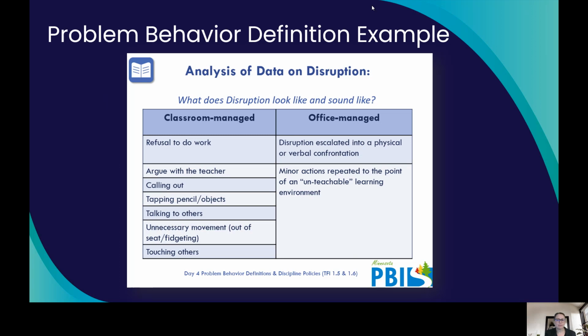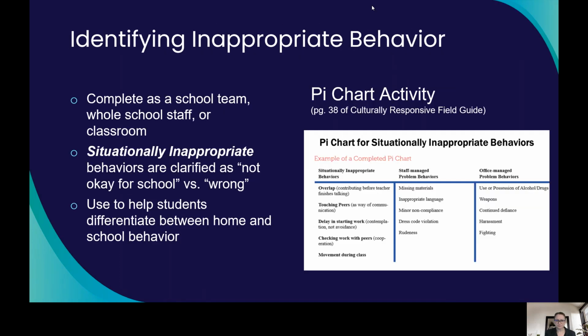So let's look at some examples of how schools have done that. Charting these behaviors out using a tool like the pie chart, which is located on page 38 of the Cultural Responsive Field Guide, helps keep administration, staff, students, and families on the same page. Think of a long-term substitute or brand new teacher in your building. How would they know what behavior they should handle themselves or when they should request assistance?